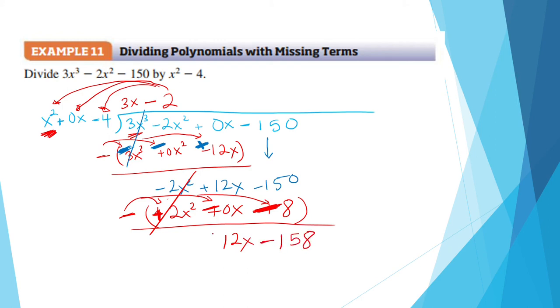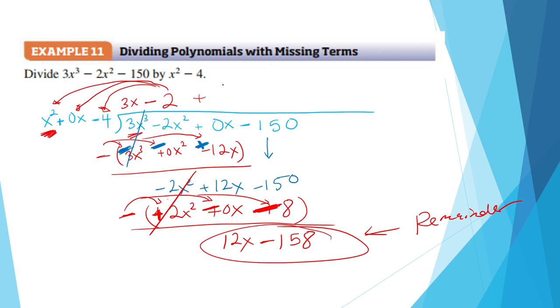If we collect like terms, this is 12x minus 158. Now x squared times what gives you 12x? This is going to be our remainder. So we're going to put our remainder as plus 12x minus 158 over our divisor, x squared minus 4. This is our solution, 3x minus 2 plus 12x minus 158 over x squared minus 4.